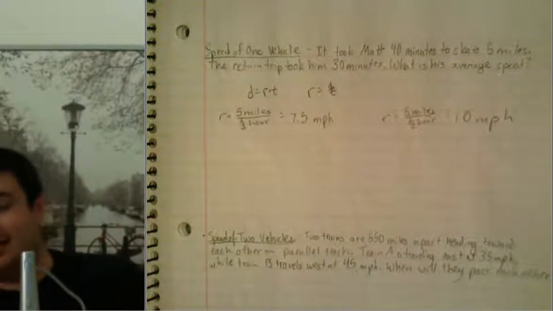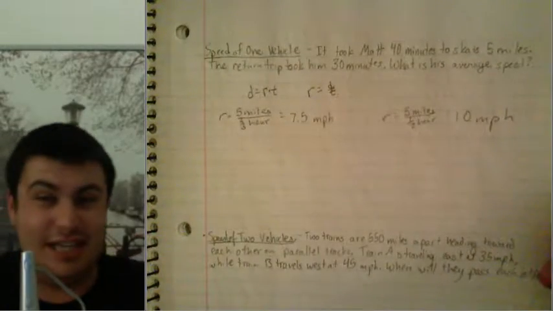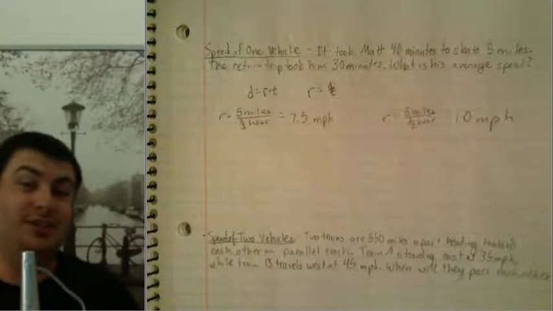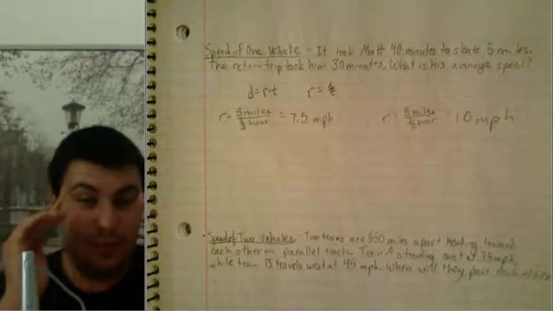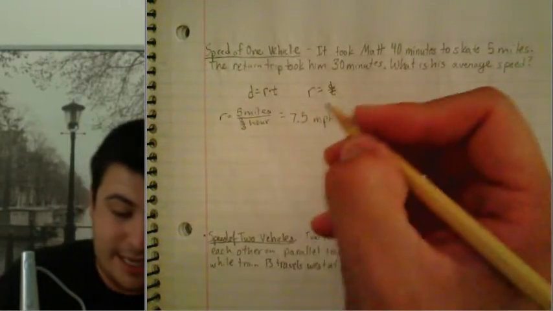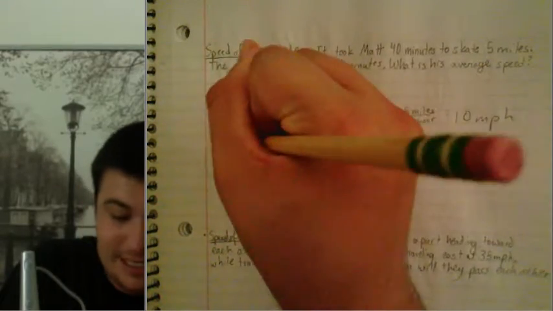Now, because we're looking for the average, remember, we take a weighted average, so we're going to proportionally find what his total was over how much time he spent. So we're going to look at his rate of going, which was 7.5 miles an hour.